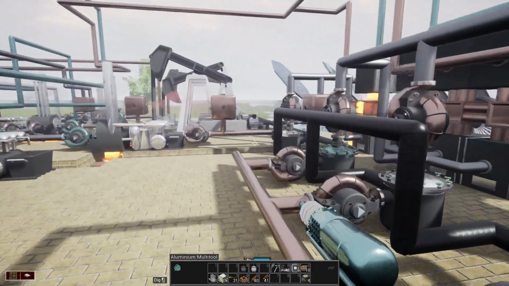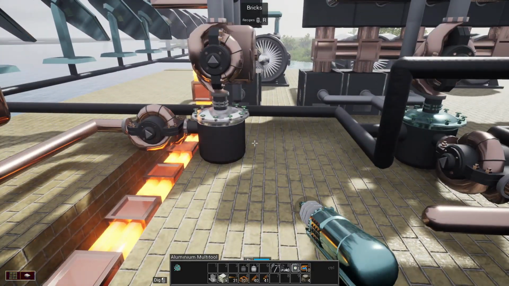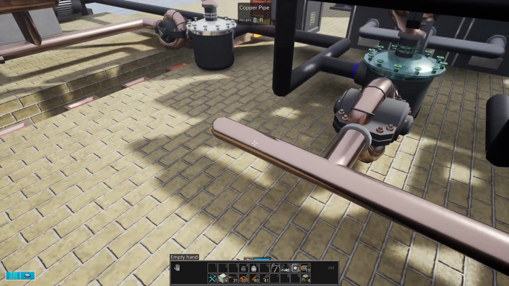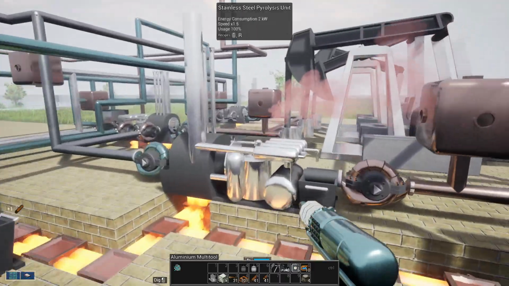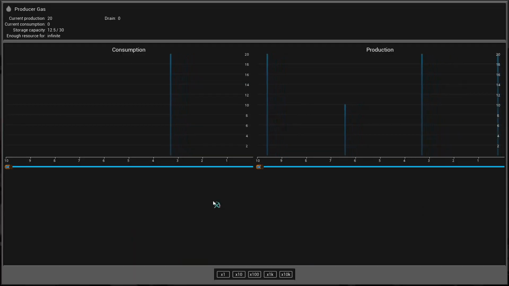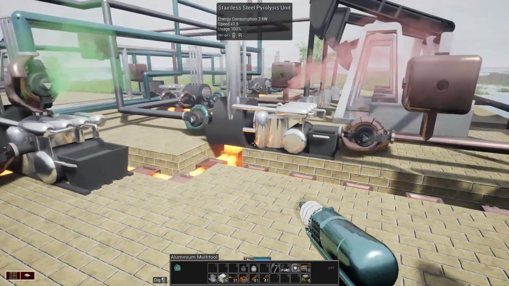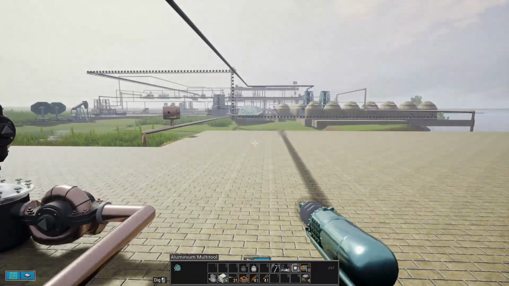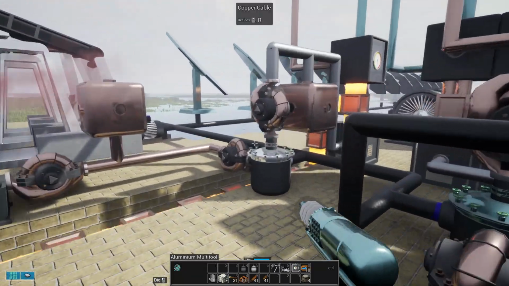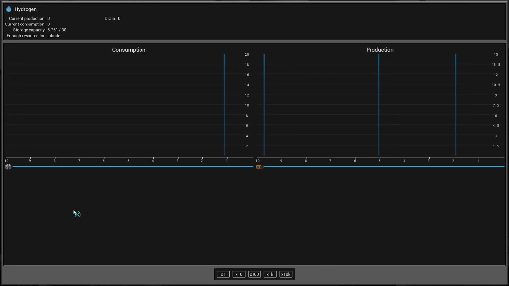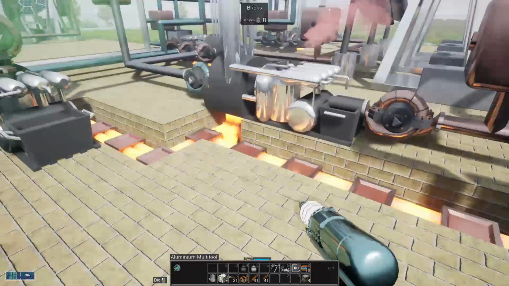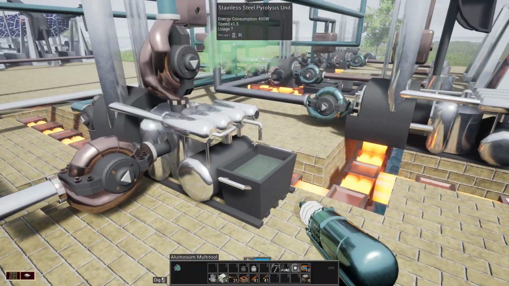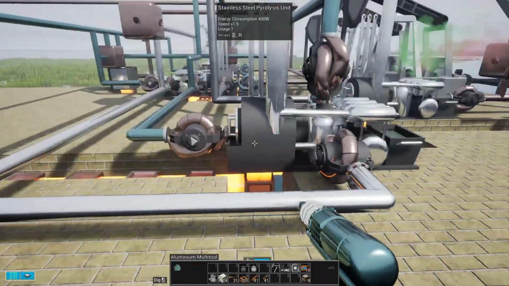So right now we're not producing any hydrogen. We're not producing any, what is it called? Producer gas to provide power to our factory. We're producing, better be more than enough to keep these pipes nice and red, at least on the load that we've got going right now, which is nothing, almost nothing.